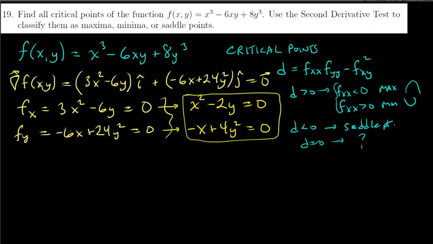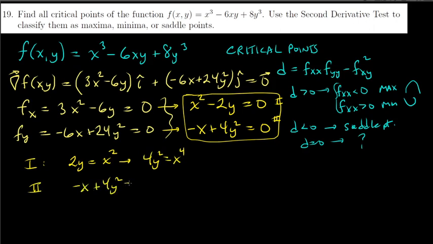So we have to solve this system of equations. I'll call this equation 1 and equation 2. I'm going to start with equation 1. If we solve for y, we get 2y is equal to x squared. And in fact, we can just square that, right? If we square both sides, we get 4y squared is equal to x to the 4th. So for equation 2, negative x plus 4y squared is really just negative x plus x to the 4th.